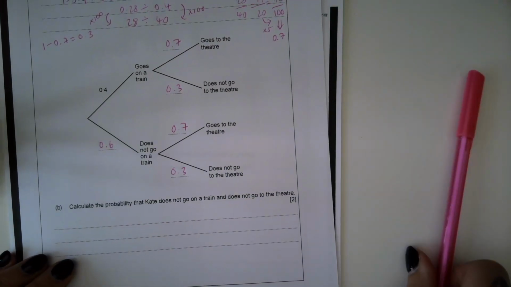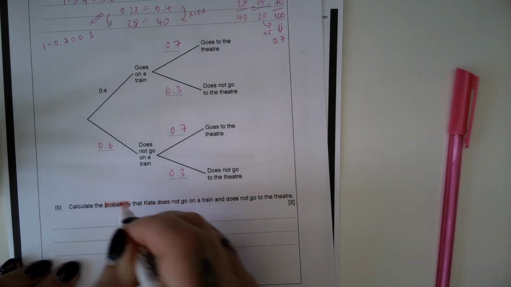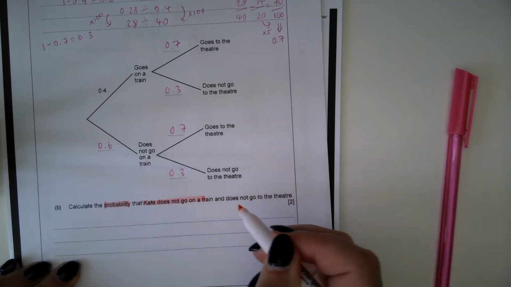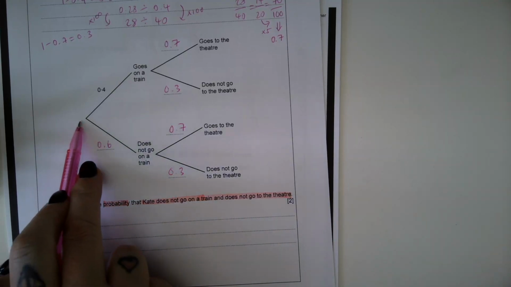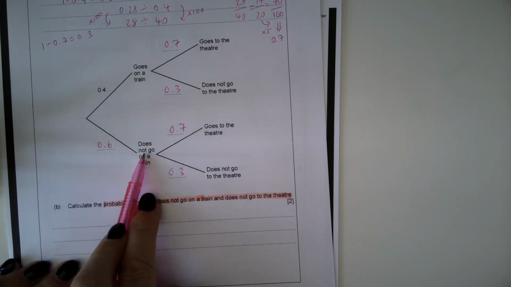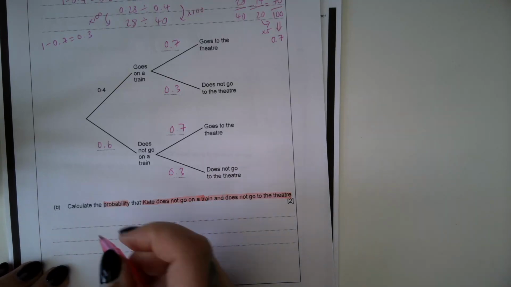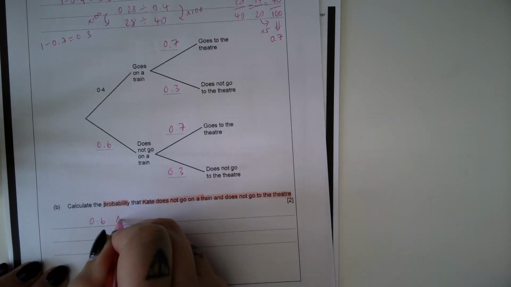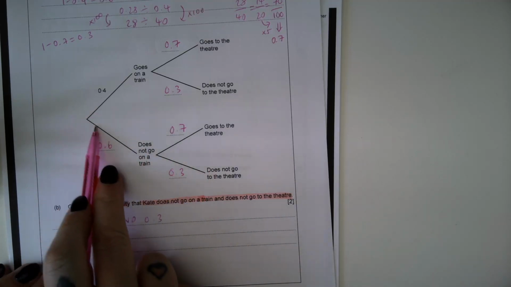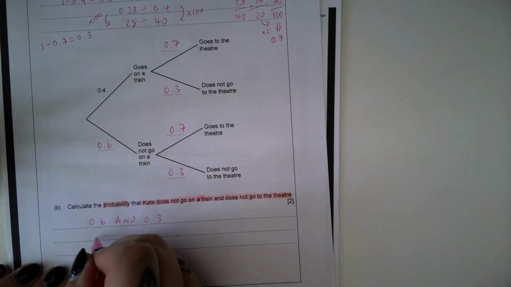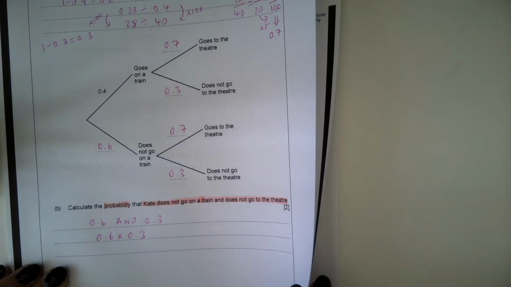Part B. Calculate the probability that Kate does not go on a train and does not go to the theatre. So does not go on a train and does not go to the theatre. So we're going to do 0.6 and 0.3. We're following this branch. And when we're moving along branches on a tree diagram, we multiply. So 0.6 multiplied by 0.3.